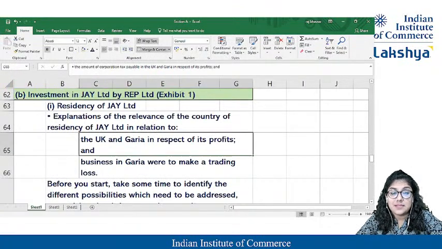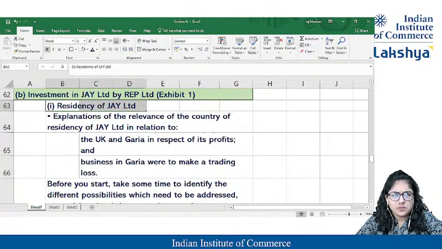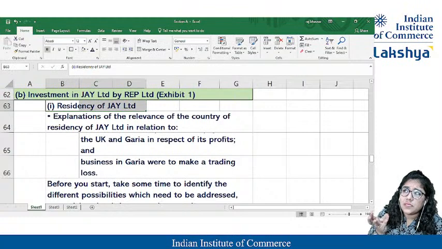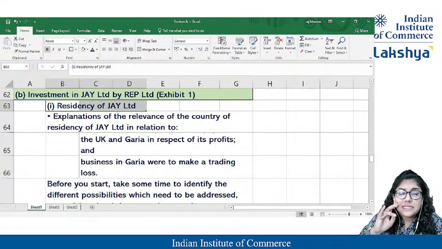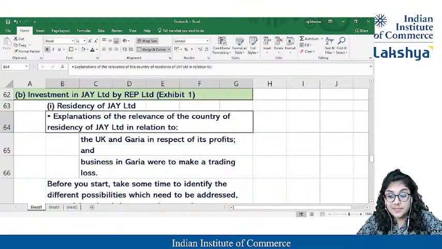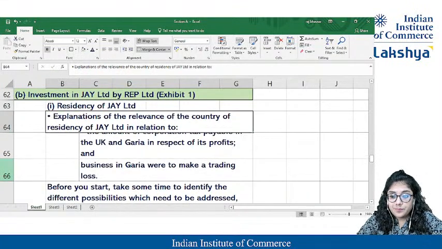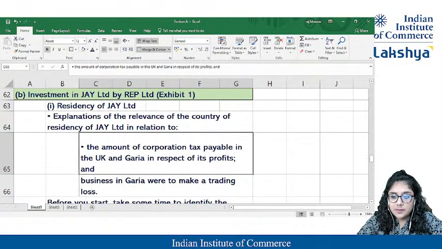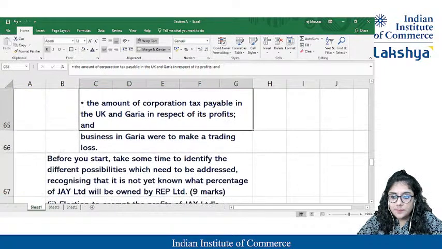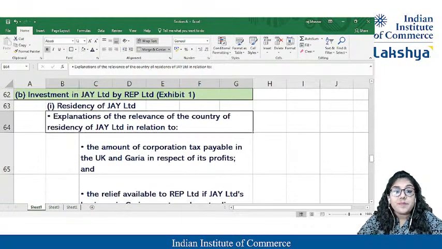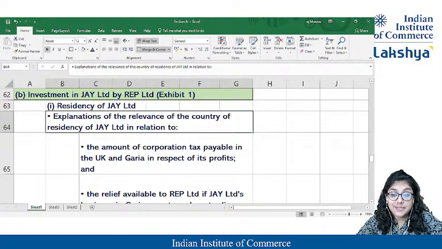What have they asked us? Please explain the residency of Joy Limited. Is it a resident of UK? Is it a resident of Nigeria? I don't know, so both ways you are supposed to answer. Explain the residency of Joy Limited, and the relevance of the country of residency of Joy.